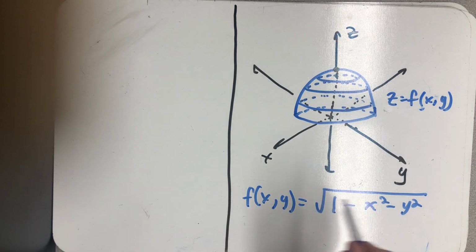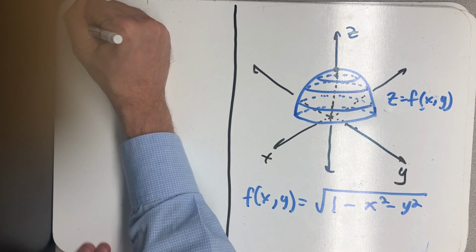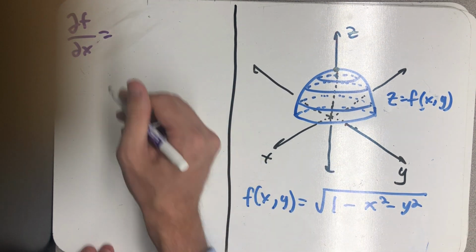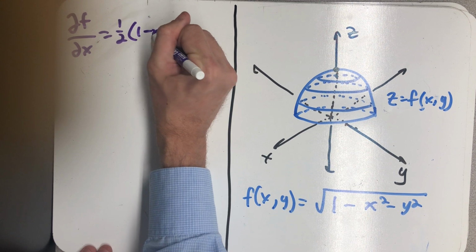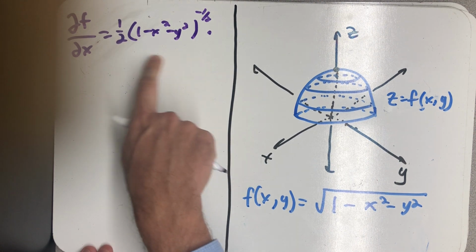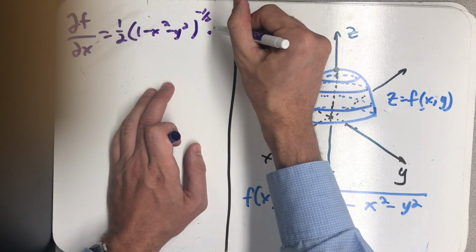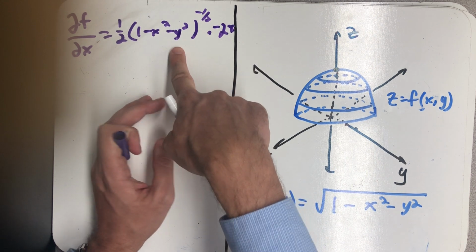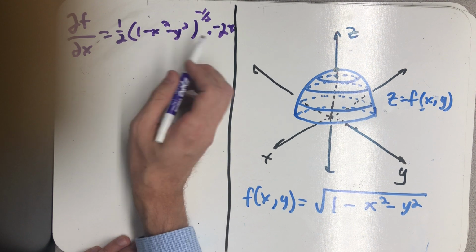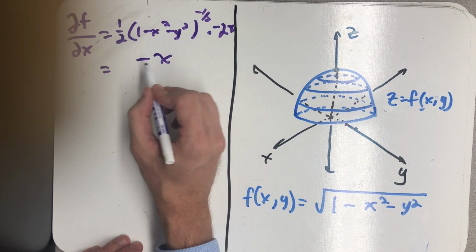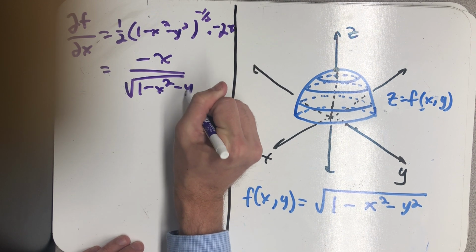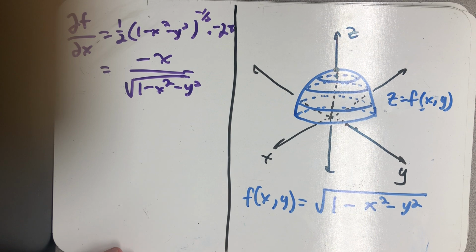So first I need to take the derivative treating y as a constant. This will be my partial of f with respect to x. Well, think of the square root as a 1/2 power, so I have 1/2, leave the inside alone, to the minus 1/2, and then I need to multiply by the derivative of the inside, which would just be minus 2x. So I'm differentiating with respect to x, treating that y as a constant. All right, well, we can simplify this. The 2 and the minus 2 reduce nicely. I have minus x all over the square root of 1 minus x squared minus y squared, and there's my partial with respect to x.